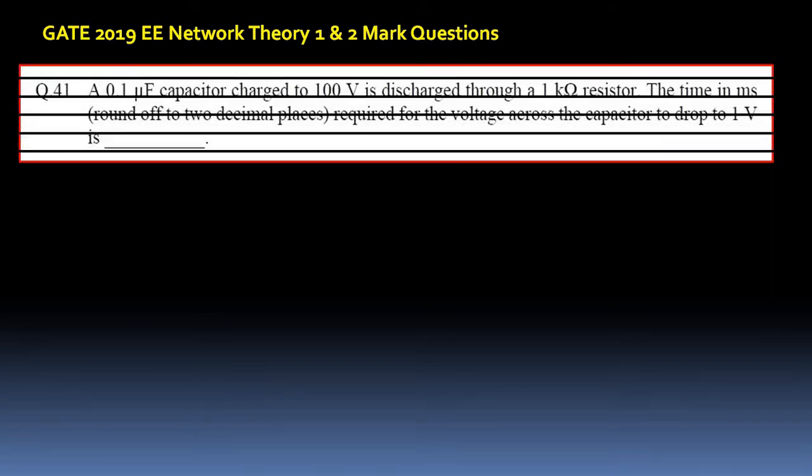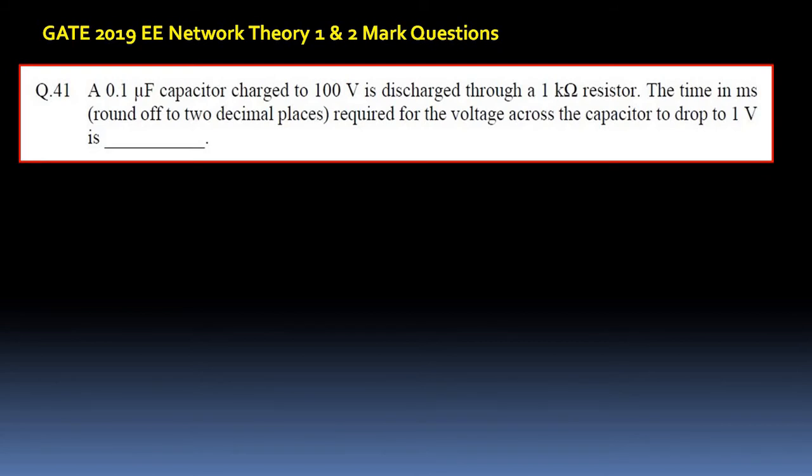In this video, we will discuss GATE 2019 Electrical Engineering Network Theory, 1 mark and 2 mark questions. The 2 mark question is related to the transients concept. A 0.1 microfarad capacitor charged to 100 volts is discharged through a 1 kilo ohm resistor. The time in milliseconds required for the voltage across the capacitor to drop to 1 volt is dash. This is the fill in the blanks question which was asked in GATE 2019 for 2 marks.